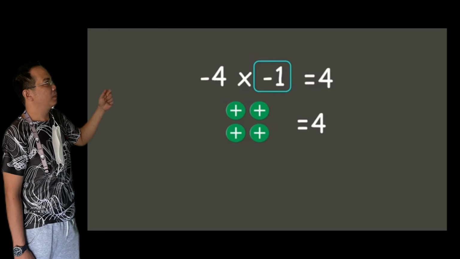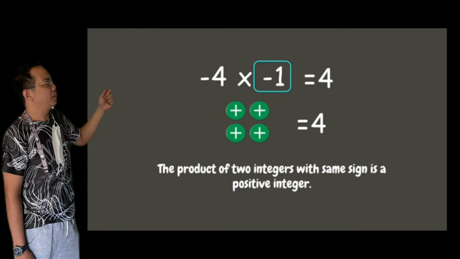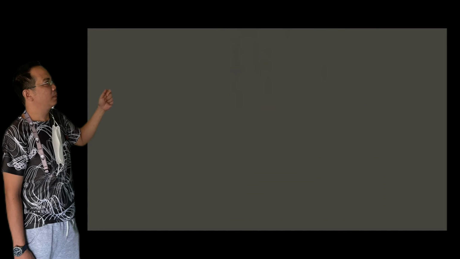Alright, good job! If you have noticed, the product of the two integers with the same sign is always a positive integer, whether they are both negatives or both positives. Now let us try some more. Let's try to multiply integers without using our counters. So first one we have here negative 5 times negative 2.